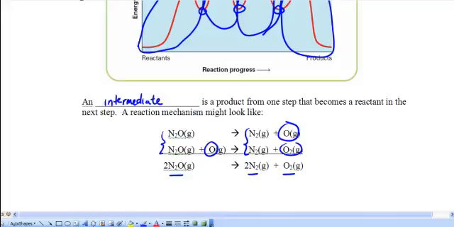And now we've talked about how we can express how fast reactions go in terms of the rate laws and the fact that many reactions take place in multiple steps. All right, this concludes Chapter 18.